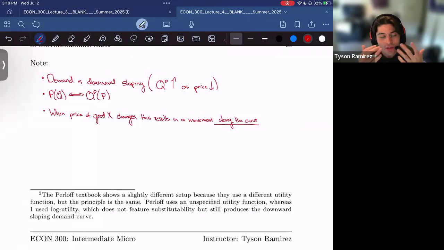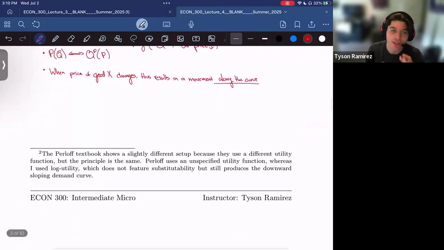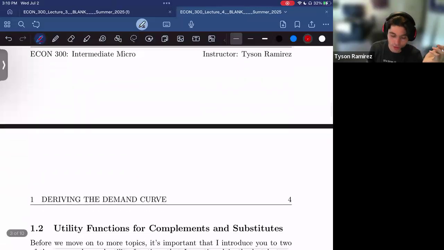But we need to start with the simple. We have to start somewhere. And that is the whole point of this course. This Econ 300 is giving you the somewhere to start from.